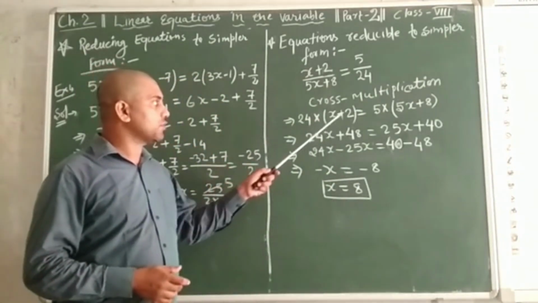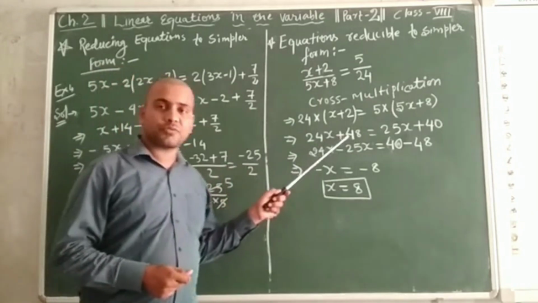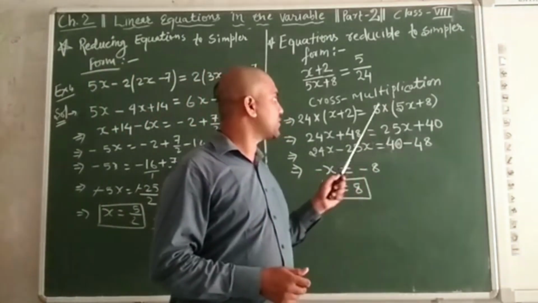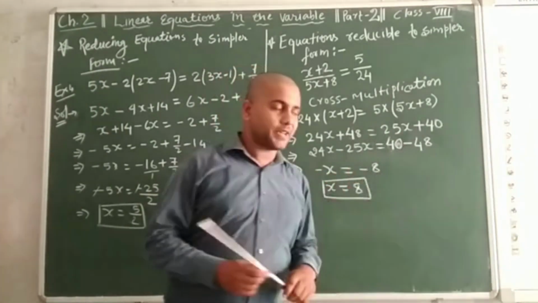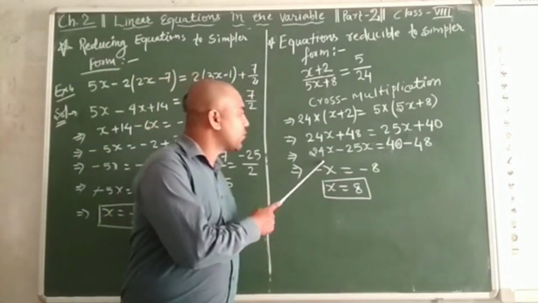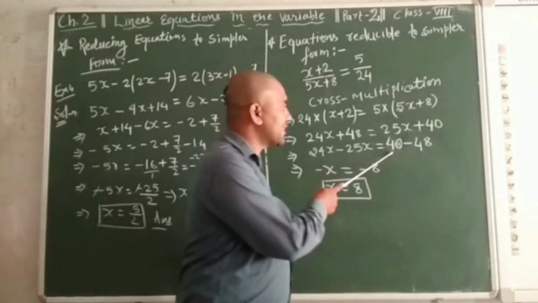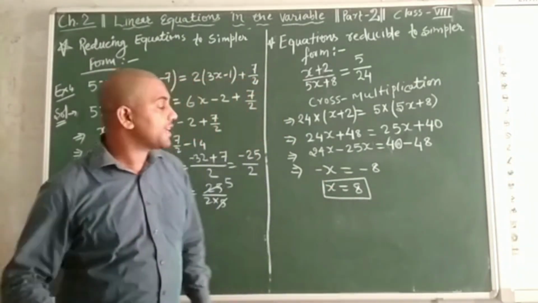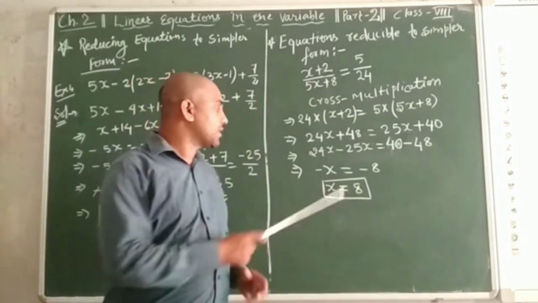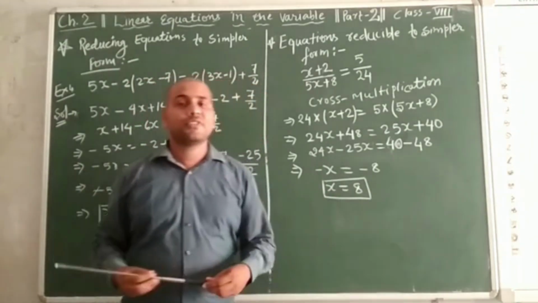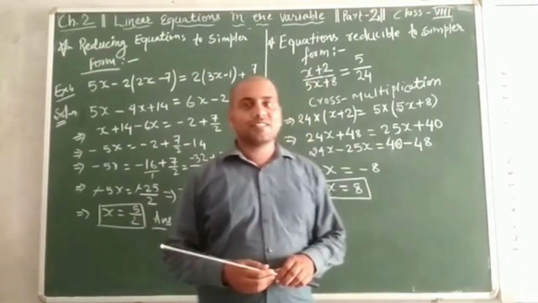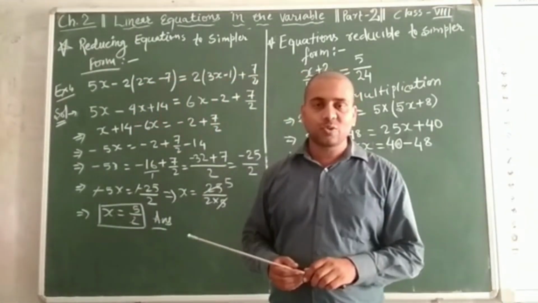And 24 multiplied by x plus 2, then 24x plus 48, and right hand side 25x plus 40, means 5 5s are 25, 5 8s are 40, like that. So this 25x now shifted to LHS side, 24x minus 25x, and right hand side 40 minus 48, dear students. So minus x is equal to minus 8, and by this minus minus cancelled, and the value of x we got as 8. Students, by this the second chapter has been concluded now.